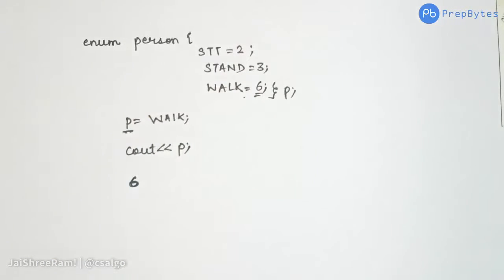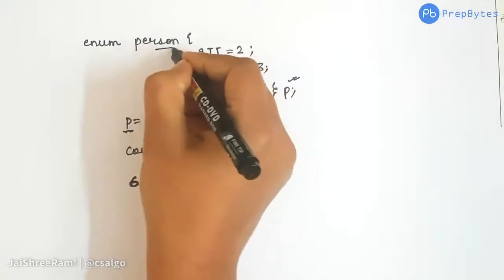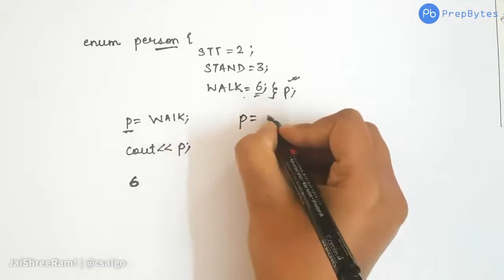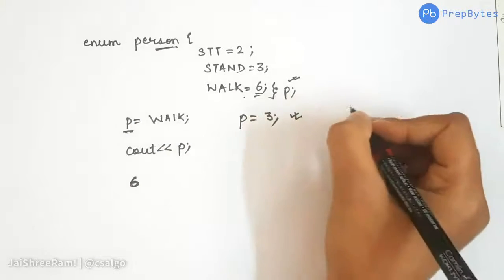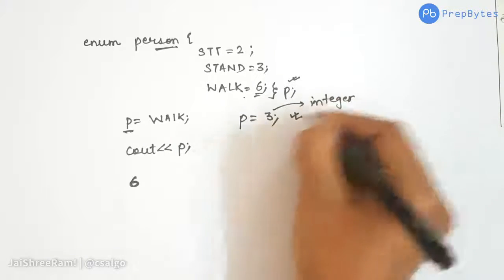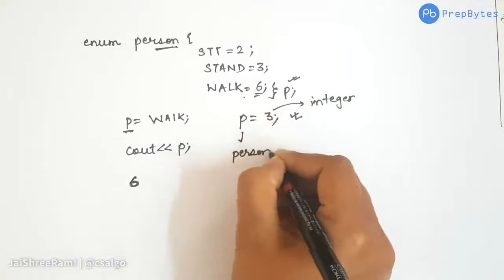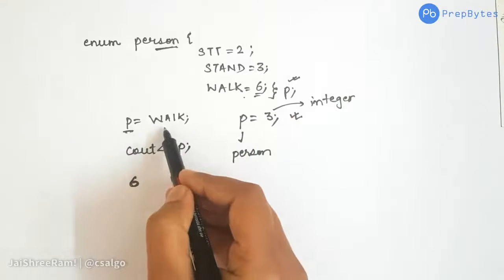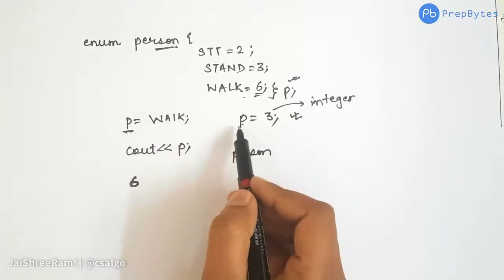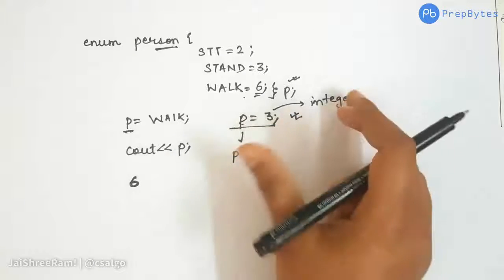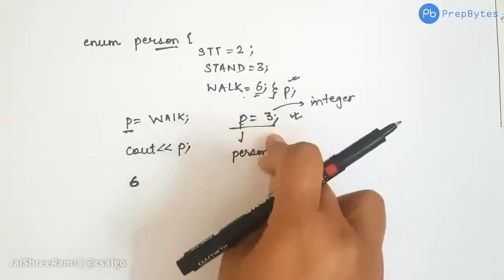Now this is one thing that we can do in enum. Another thing to note here is that since p is of data type person, if we try to do something like p is equal to, let's say, 3, then this will give me a compilation error. Why? Because 3 is of data type integer and p is of data type person. The underlying value is an integer. I know that if we assign value walk to p, we get 6, which is an integer, but we cannot directly assign 3 to p. This gives me an error. So this is one thing that we should note.